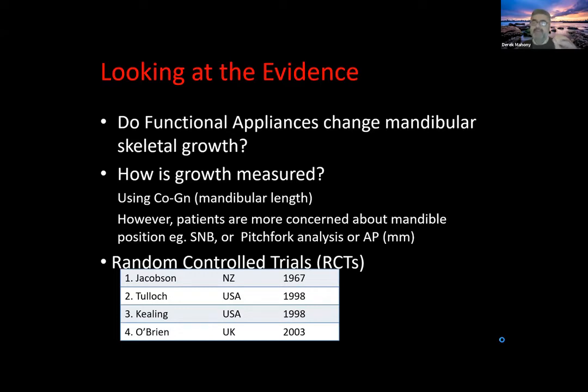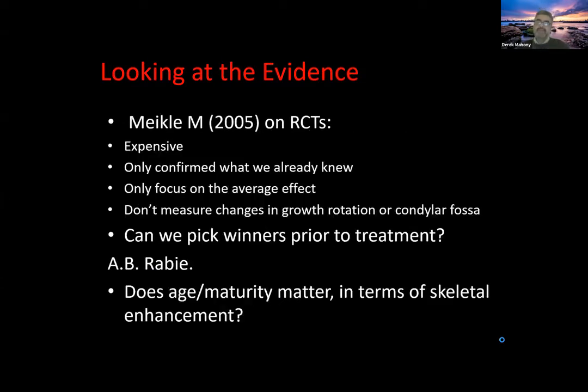And I would recommend the Franchi, Baccetti, McNamara, Kurt Fulton was a fourth author from Brazil, when he looked at these exact changes. Murray Meikle, who was one of my instructors when I studied at the Eastman in London, talked about those 4 papers on Class 2 correction. And he said, look, they were expensive. They confirmed what we already knew. They focused on the average effect. And most importantly, they didn't measure the changes in growth rotation or condylar fossa. Now, that's what Buck-Rabi looked at. So when you talk about evidence, you've got to compare apples with apples, right?